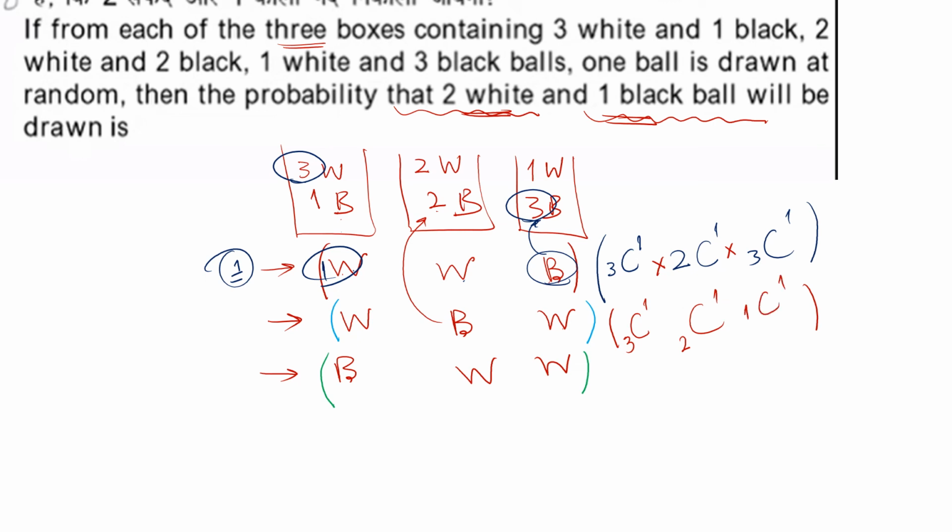Now between them we will put a multiplication sign. What is the last chance? Choosing the black ball from the first box, that is 1C1. Choosing the white ball from the second box, so it will be 2C1, and choosing the white ball from the third box, that is 1C1.